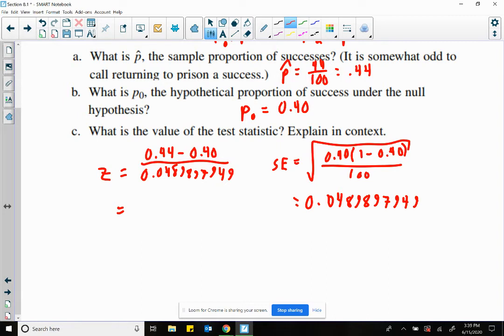So when we go through and divide this, and again, they're going to want this to 2 decimal places. No worries. So we'll hit alpha y equals, then we'll take 0.44 minus 0.40 all over, type out my number, 0.0489897949. And here is our z-score, 0.816496582. So if we rounded to 2 decimal places, we would get 0.82.